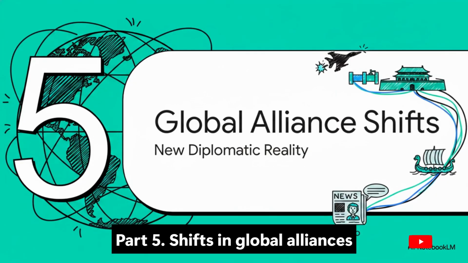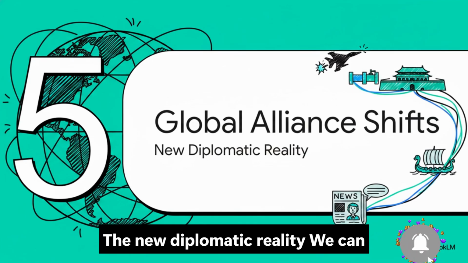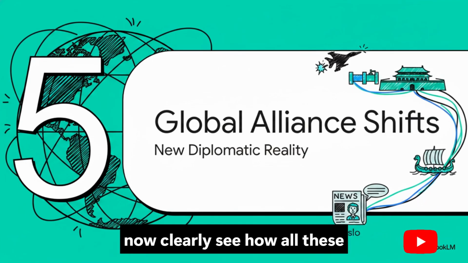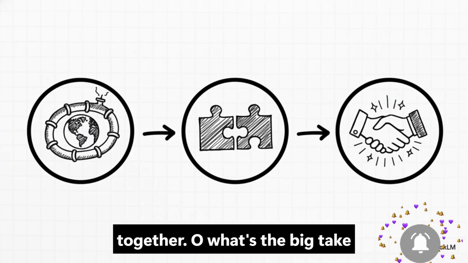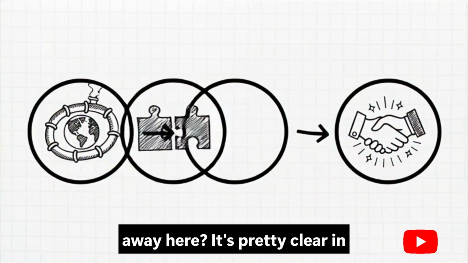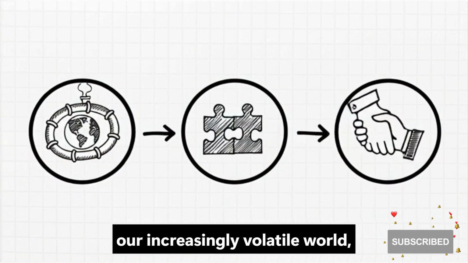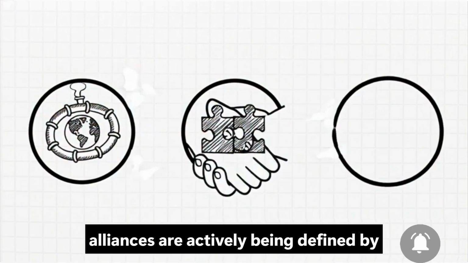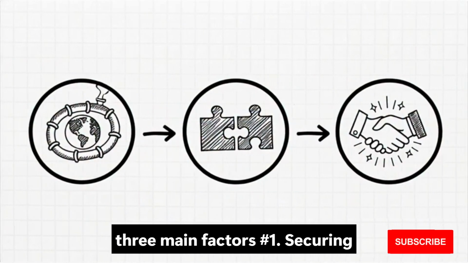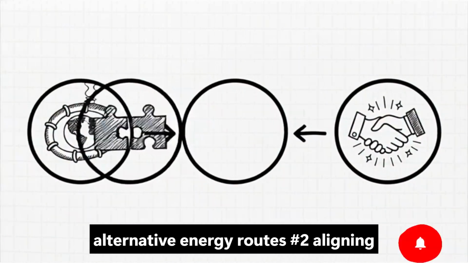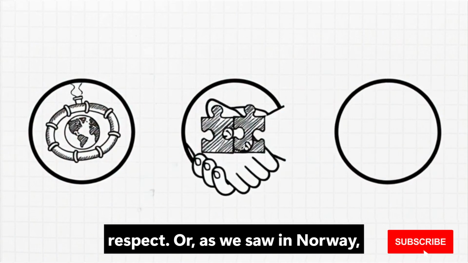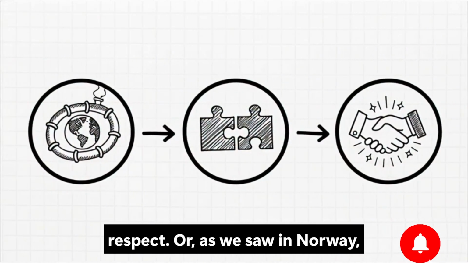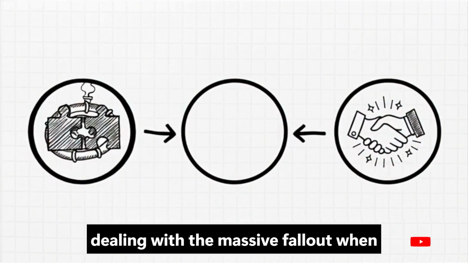And finally, Part 5, Shifts in Global Alliances, the New Diplomatic Reality. We can now clearly see how all these seemingly isolated incidents are tied together. So what's the big takeaway here? It's pretty clear. In our increasingly volatile world, alliances are actively being defined by three main factors. Number 1, securing alternative energy routes. Number 2, aligning mutual strategic and military interests. And number 3, performing public diplomatic respect, or, as we saw in Norway, dealing with the massive fallout when that respect breaks down.